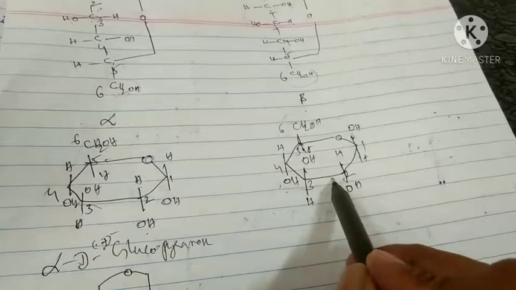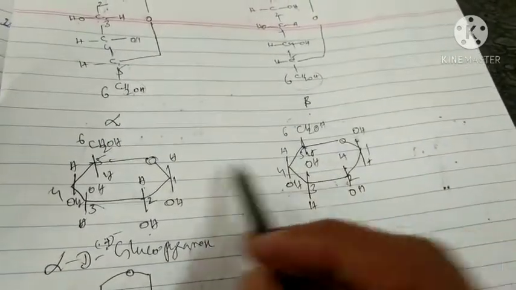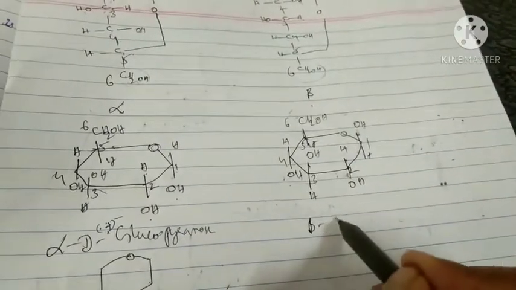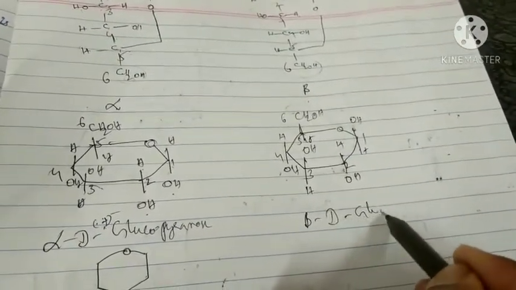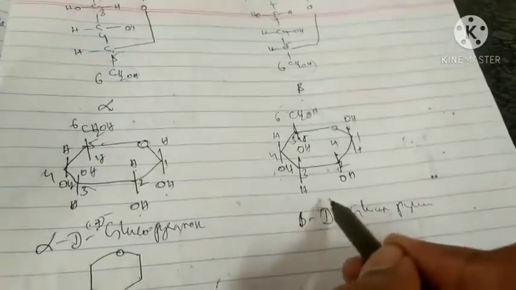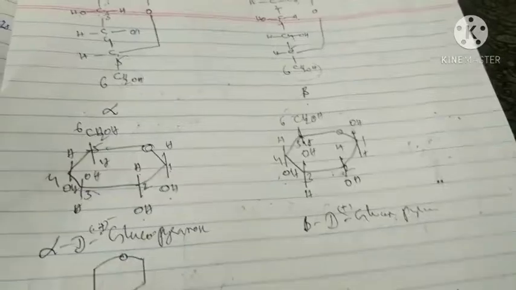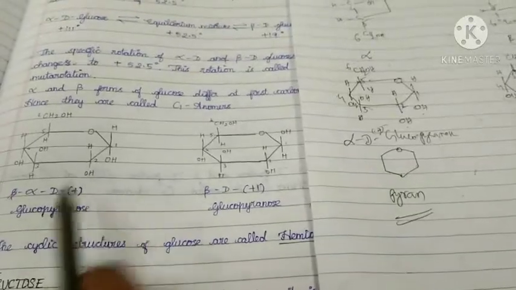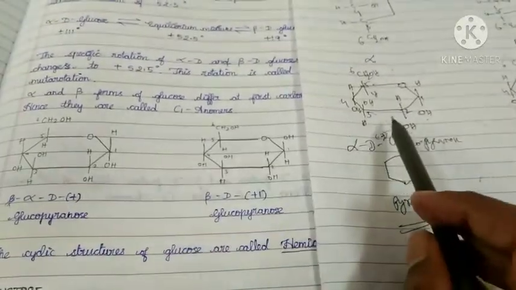If you observe these two structures, the difference occurs at the first carbon atom only. This is alpha. This is beta D glucopyranose. Alpha and beta D plus glucopyranose. See, if you observe these two structures, then you get a clear idea. See, this is alpha D glucopyranose.